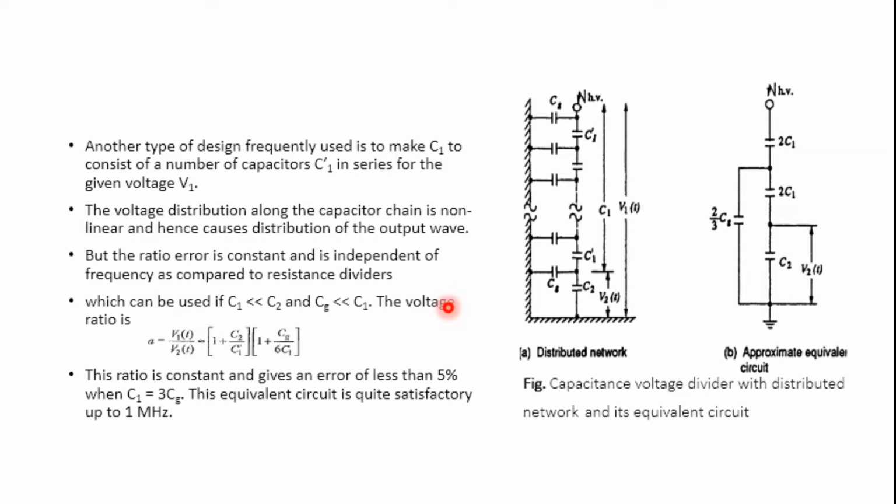Then the voltage ratio becomes A equals V1 by V2, equals 1 plus C2 by C1, into 1 plus Cg divided by 6C1. This is the approximate equivalent when you do the derivation, and based on that you will get the voltage ratio. However, this ratio is constant and will give errors of less than 5% when C1 is equal to 3 times the Cg value. So this is a quite satisfactory equivalent circuit which we can use for the capacitance divider up to 1 megahertz.